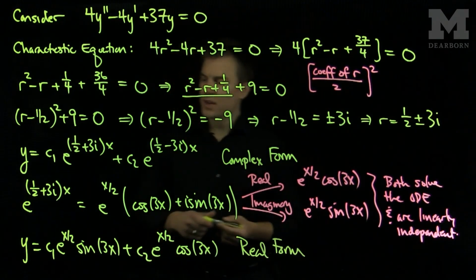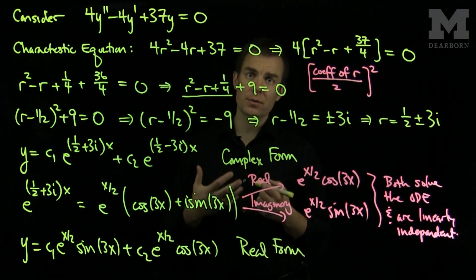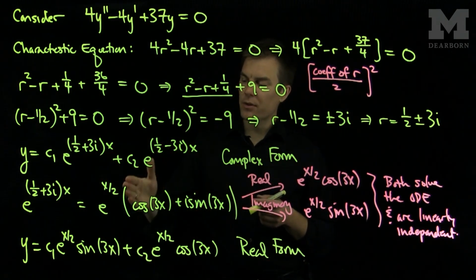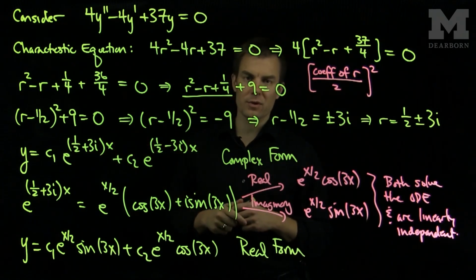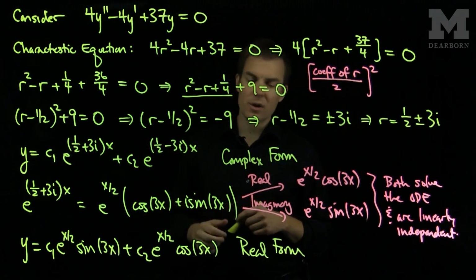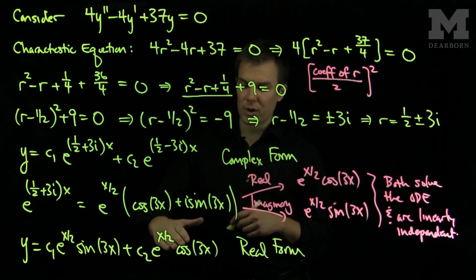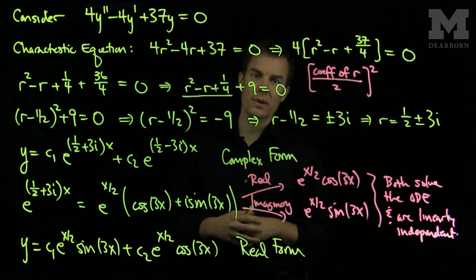So, to summarize, when we have a constant coefficient ODE that has complex roots that occur in conjugates, we write out the complex form of the solution, and then we look at the real and imaginary parts of either one of the exponential terms with i in it, and the real and imaginary parts together will both be solutions that are linearly independent. So we can either write the solution in real form with exponentials and sines and cosines, or in complex form with complex exponentials.